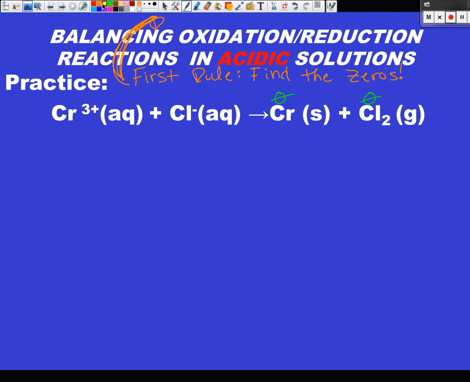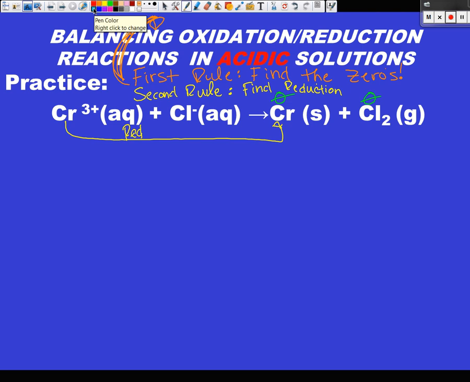Now we've got to determine which one goes through what. Step 2, so second rule, and again, you can write this up top. Second rule is find reduction. Find the reduction. Which species reduced and how can you tell? Chromium. How do you know it reduced? Because 3 positive to 0 is going down. So that is your reduction path. Would you agree with that?